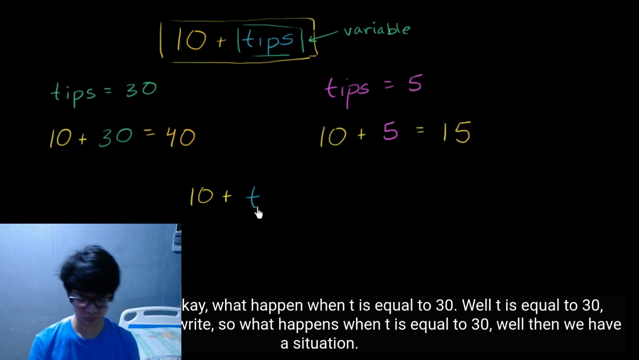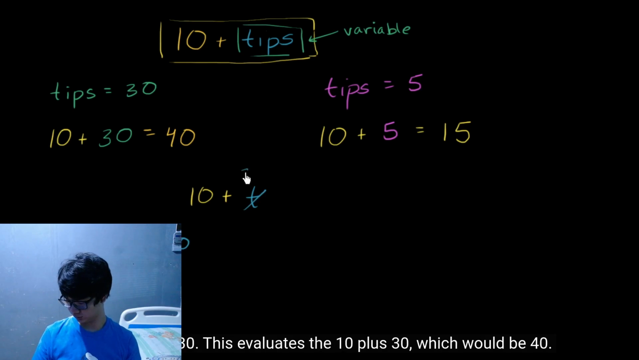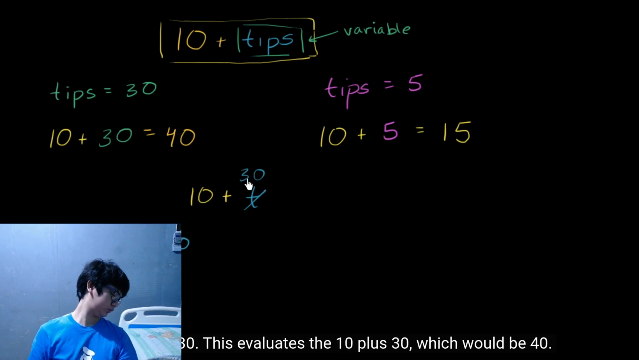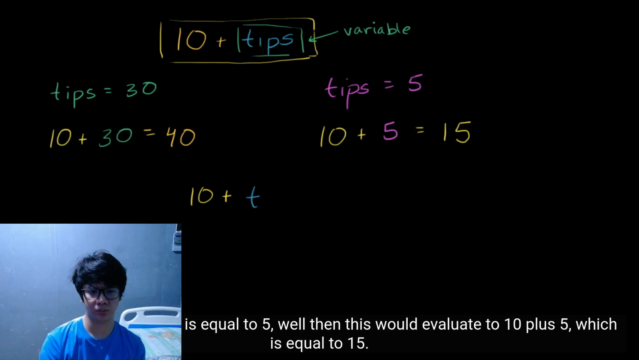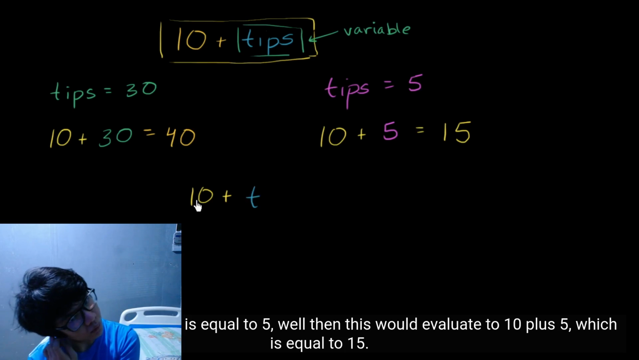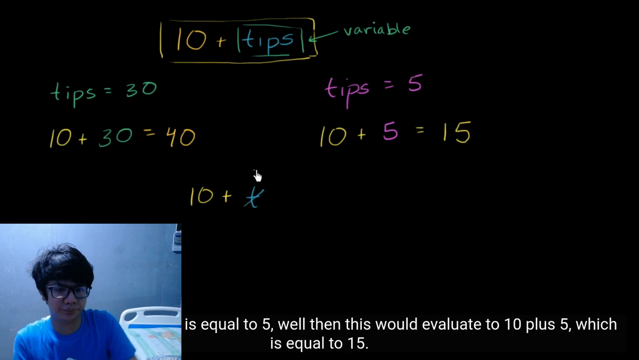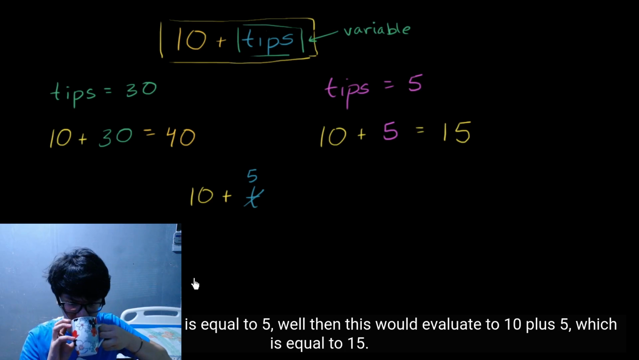Well, if t is equal to 30, this evaluates to 10 plus 30, which would be 40. What would happen if t is equal to 5? Well, then this would evaluate to 10 plus 5, which is equal to 15.